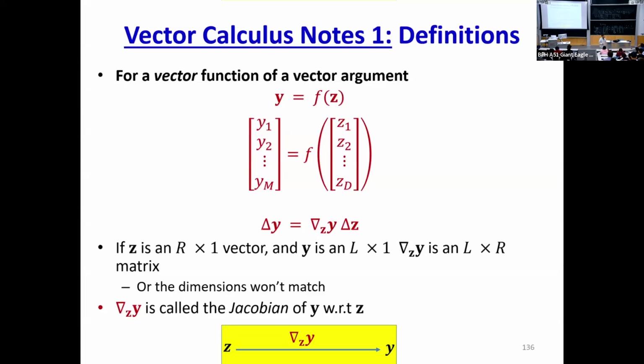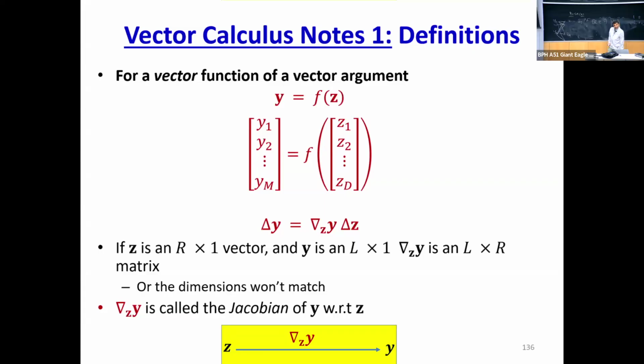What if I have a vector function of a vector argument? Y is also a vector. Now, when y was a scalar, you said delta y equals partials of y with respect to z1 through zn times delta z1 through delta zn, right? This was easy for when y was a scalar.